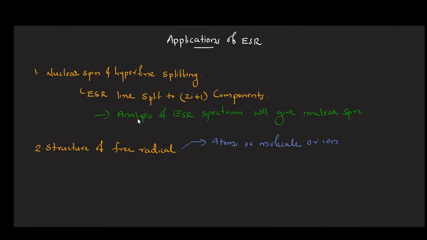that has at least one unpaired valence electron. If an atom or molecule or ion has at least one unpaired valence electron, then we can say it is a radical. Simply we can say that a free radical contains a free electron.